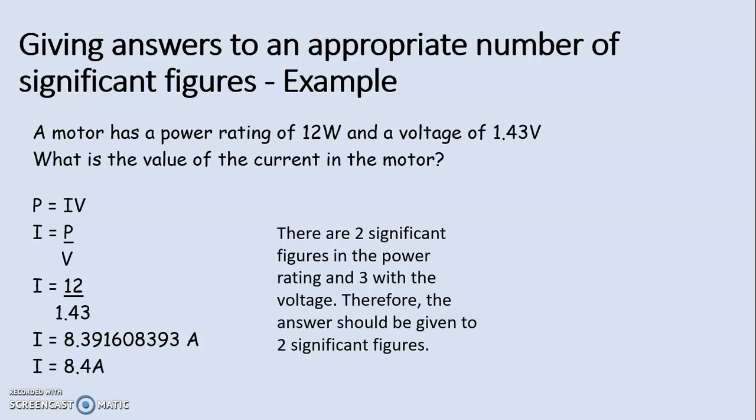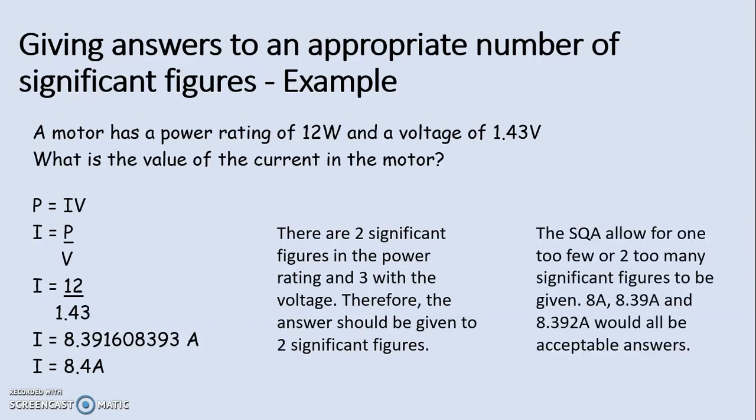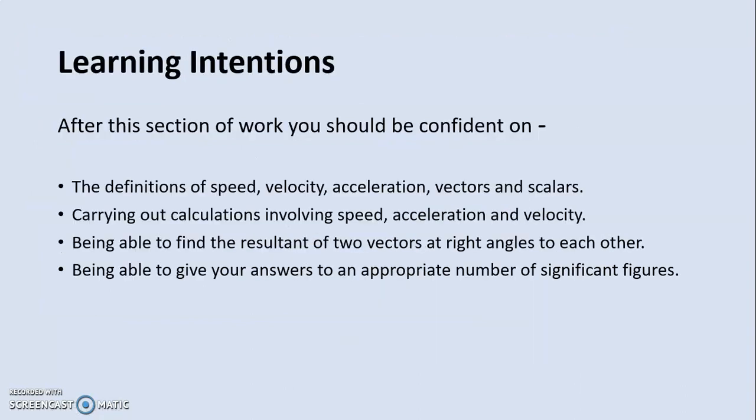The SQA do, however, allow a little bit of leeway with this. They will allow you to give up to one too few significant figures or even two too many significant figures. So for this particular question, 8 amps would be an acceptable answer, as would 8.39 amps, as would 8.392 amps. Those would all be acceptable.